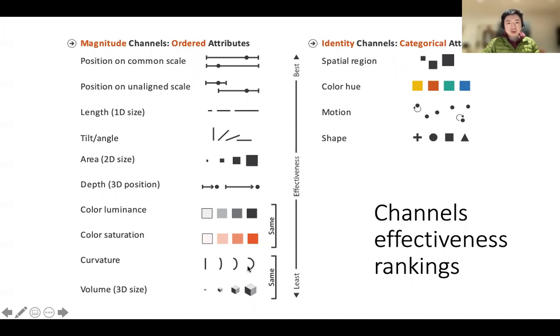You can say if this bigger value is more curved, or if it's bigger value, you have a larger 3D volume or larger 3D marker. And these again have similar performance, or the same performance. They are ranked the worst. So for these ones, especially the last one, you probably want to avoid using in your visualization. Try to avoid using 3D volume or curved if you can. We'll explain in a second why that's the case.